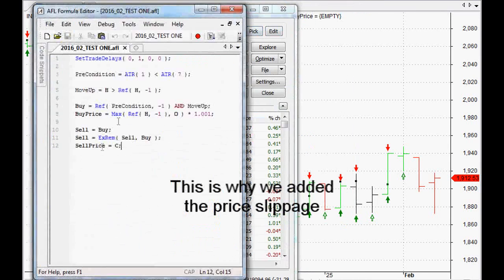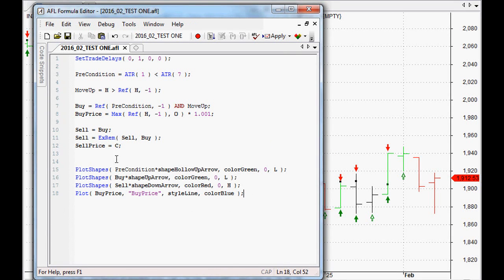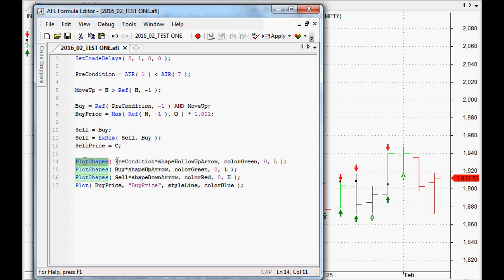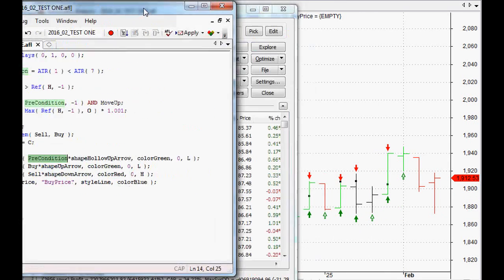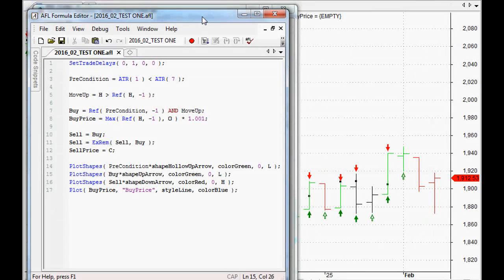Now, of course, you can do things like plot this on your trading, in your code as well. What I have here is just a few different plots. You've got plot shapes, which is the precondition arrow. So I had a few things there. So I hope that helps you guys. There's a few new things in there and a few really cool ways to structure your code.